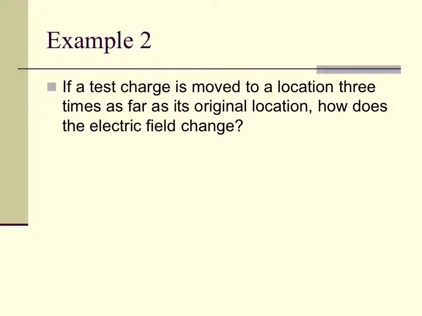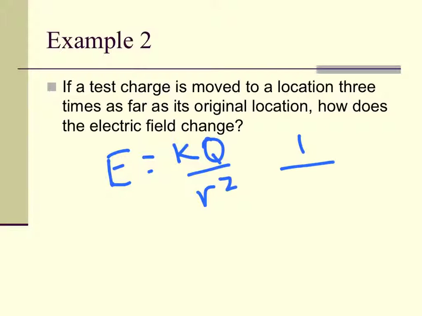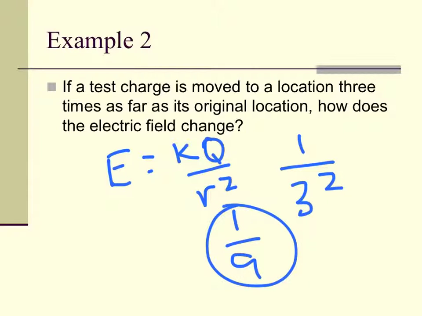So now I'm going to move a test charge, and I'm going to move it 3 times farther. Well, E is equal to kq over r squared. And now I'm going to move it 3 times farther. 1 over 3 squared, 1/9. The inverse square law that we've seen show up several times.